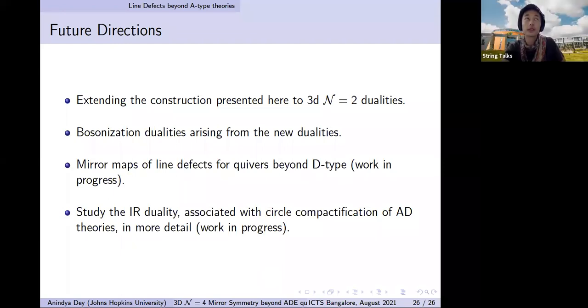I see. Okay. And what about the superconformal index?